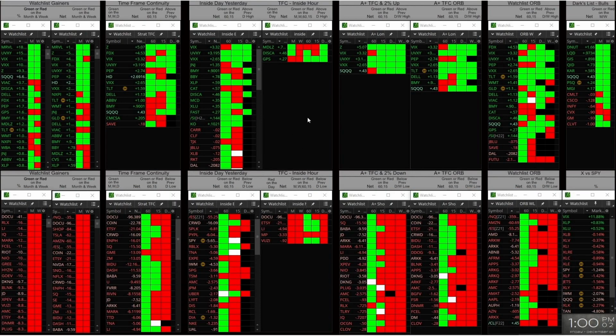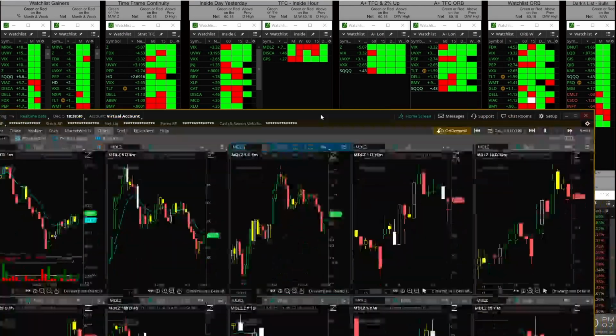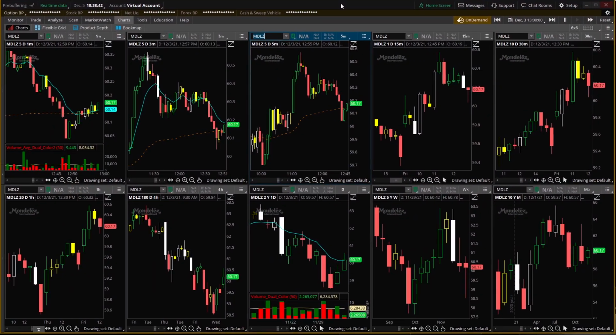TFC inside hour. Let's take a look at one of these. MDLZ. Okay, so what we're looking at here is green on the day, just to show up here. And then we were green on the month, red on the week, 60, 15, but trading above the previous range on the daily. So let's take a look at that.